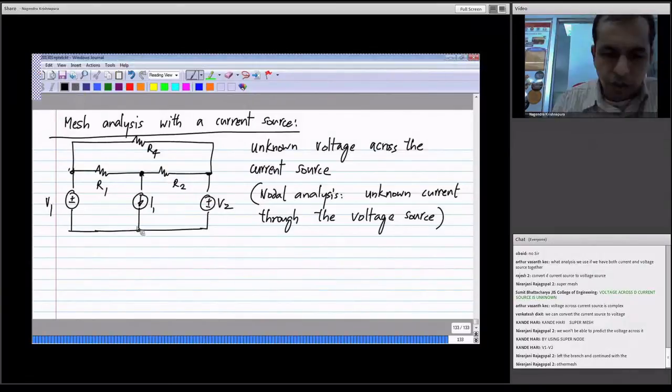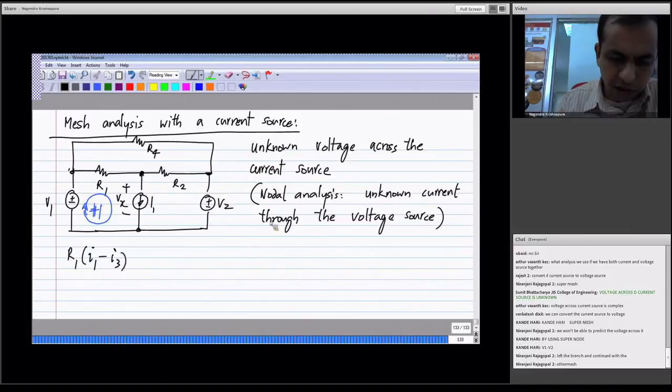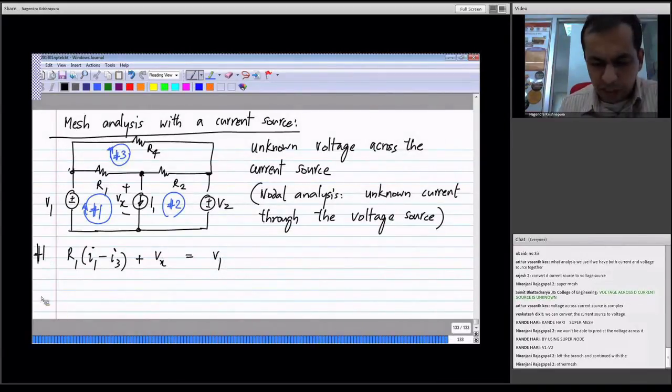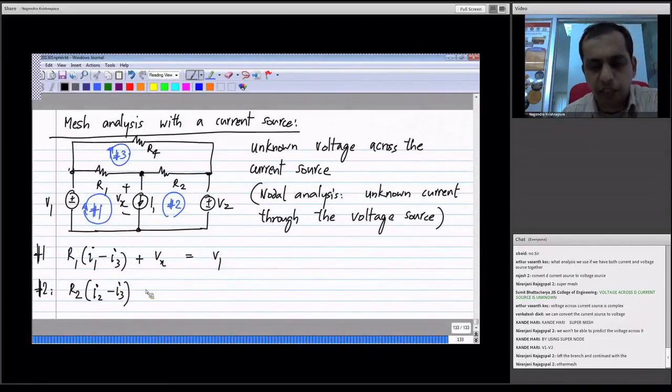So if I write the KVL equation for mesh number 1, I will have the voltage drop across R1, which is R1 times (I1 minus I3), because this is common to mesh number 1 and mesh number 3. This is mesh number 3, and here I have mesh number 2. This is the voltage drop across R1 plus Vx equals V1. This is for mesh number 1, and for mesh number 2 we will have R2 times (I2 minus I3) minus Vx equals minus V2. Once Vx is defined with this polarity, when you go around the second mesh, you will have minus Vx.